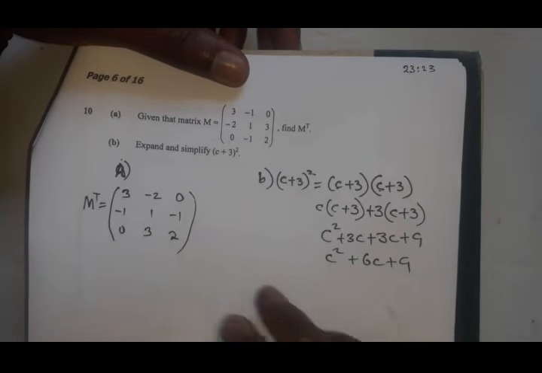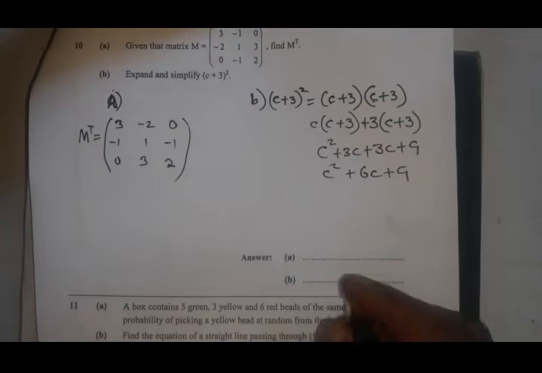All these answers are supposed to come here: C squared plus 6C plus 9. You also bring this transpose here. So we get question 11.